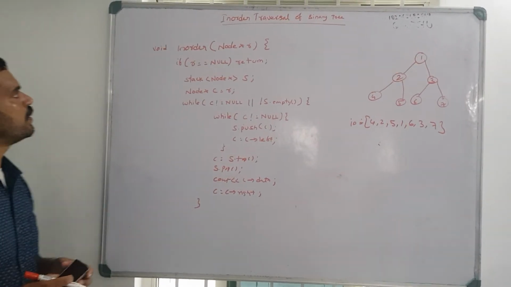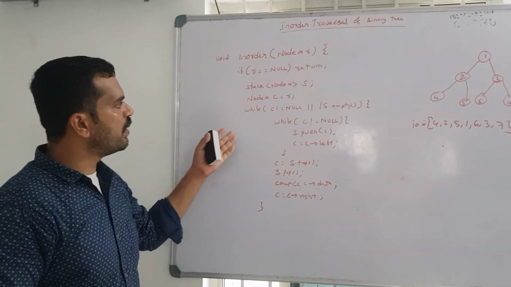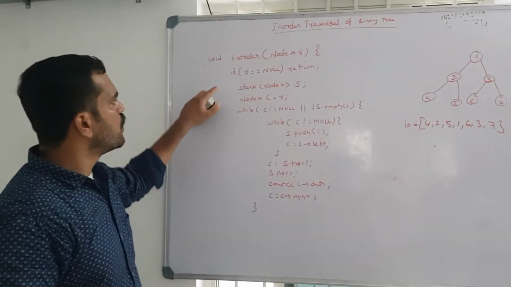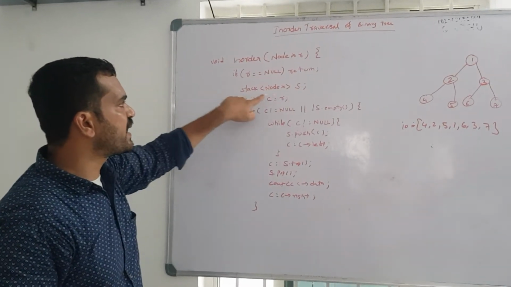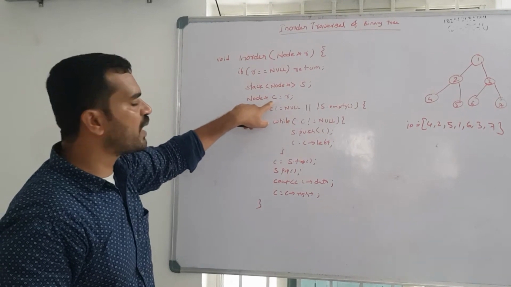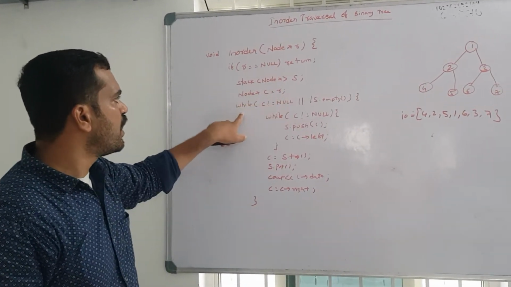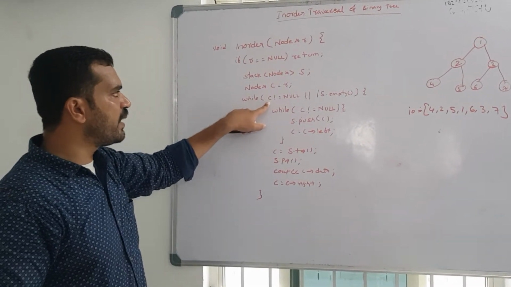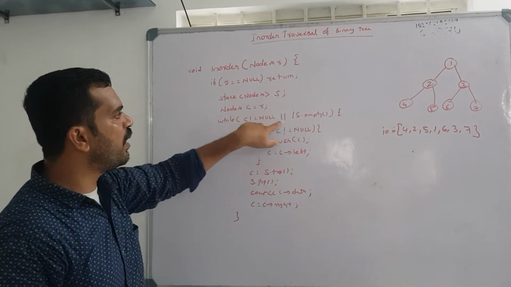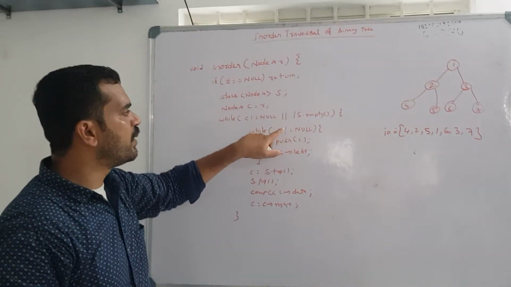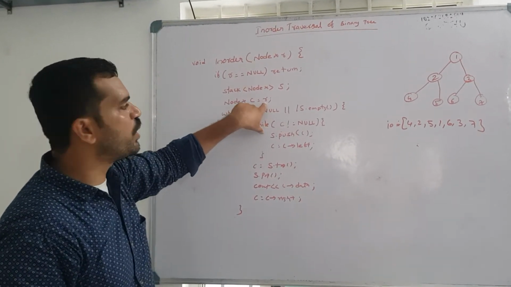Coming to the coding part, here we are using the iterative method, and we are using a stack to iterate. We take the root node, we take the stack, and we take a current node C to traverse the tree. We are initializing it with the root node. While iterating over all the nodes, the condition should be that C should not be null or S should not be empty. Till that time we need to iterate.